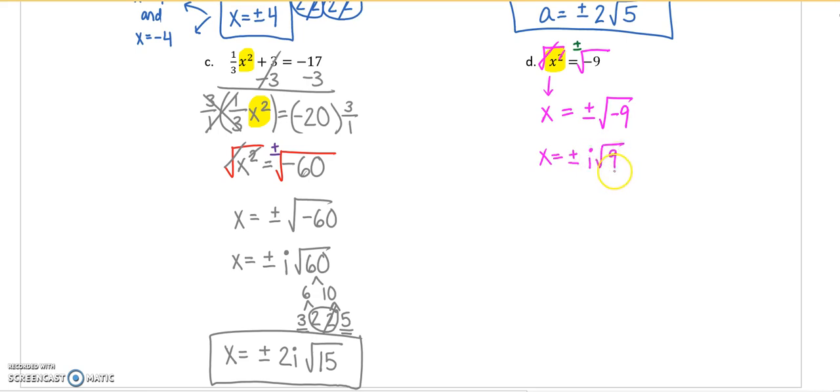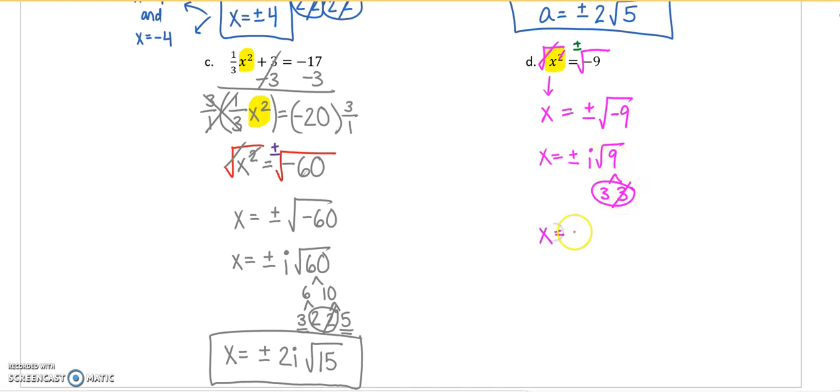And then we would break down the number 9. 9 breaks down into just 3 and 3. And that's it. There's my pair of 3's. So since I have no numbers left, hopefully you kind of recognized it right away, but 9 is a perfect square. So the square root of 9 is just 3.